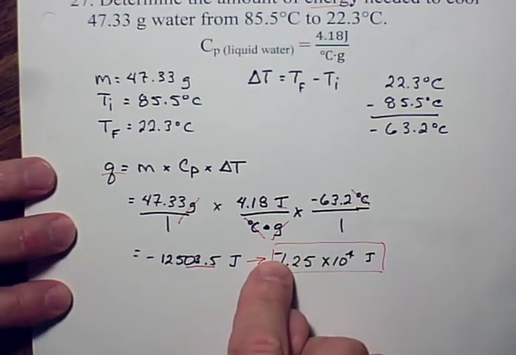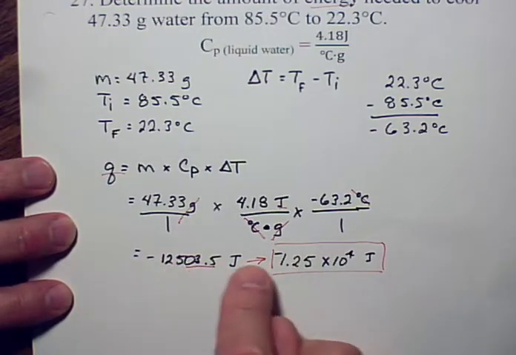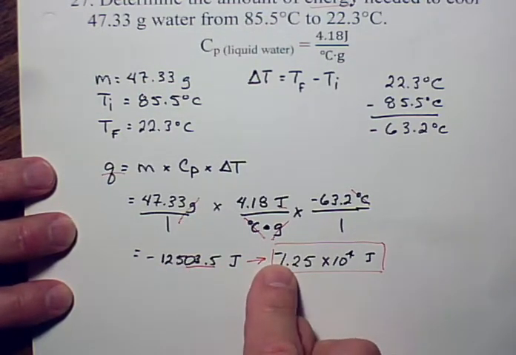So the negative needs to go here to show that's a negative number. I just failed to move it over a moment ago. But that's a negative number, so when I round it off, it's still a negative number.